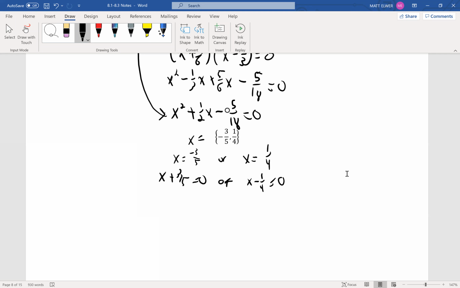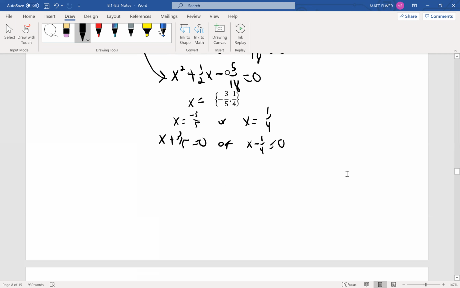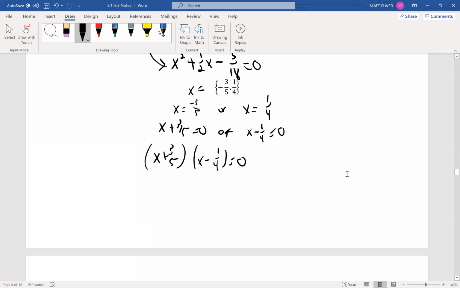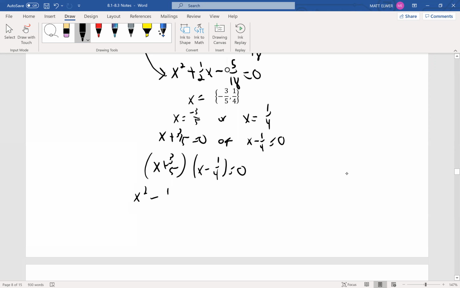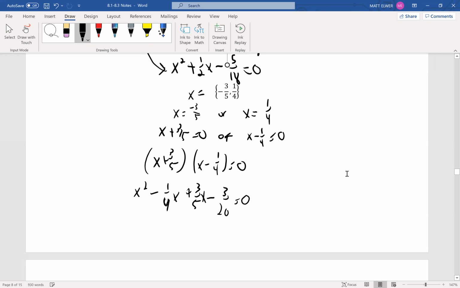And then we'll use that zero product rule that we had. So we get x plus 3 over 5 multiplied by x minus 1 over 4 is equal to 0. And then we'll do the same thing, right? We're going to FOIL it. So we get x squared, sorry, that should be a minus, minus 1 over 4x plus 3 over 5x. And then we get minus 3 over 20 is equal to 0. There should be an x there.